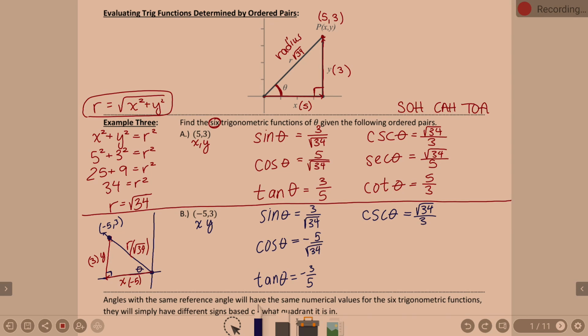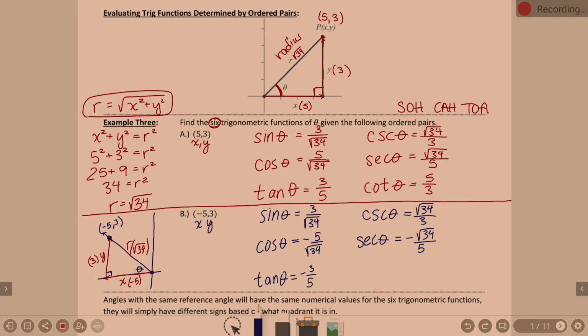Square root of 34 over 3. Reciprocal of the cosine function is the secant function. What is my secant function? Oh wait, square root of 34. Okay. So it's square root of 34 over 5, and somewhere there's a negative, yes?